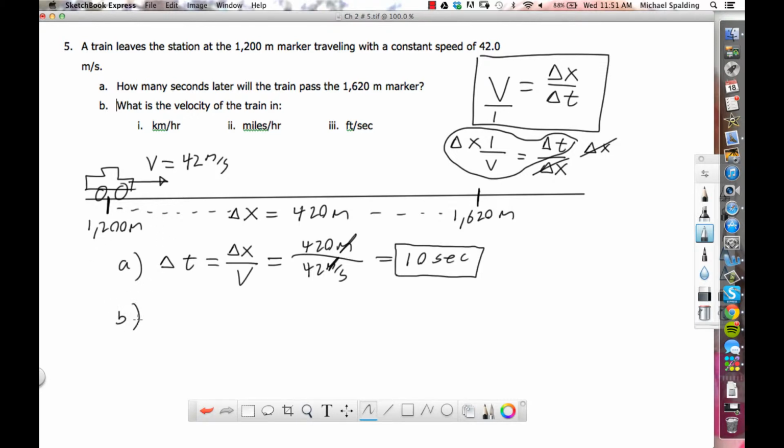So what type of problem is this? Conversion. You just got to convert. So I'll do the first one. So the first one, Roman numeral I, we're going to go 42 meters per second, and we're going to convert this to kilometers per hour. So this is a conversion.